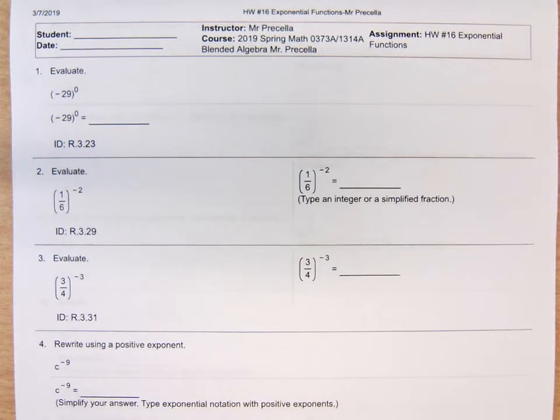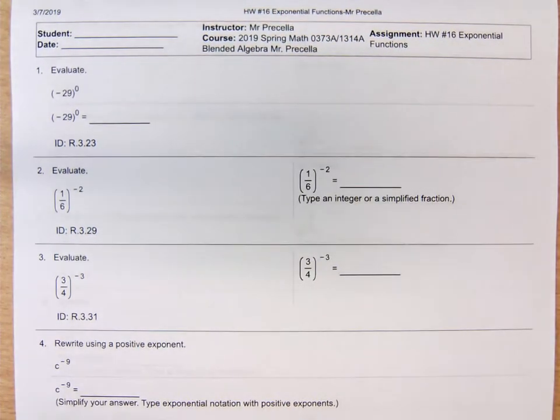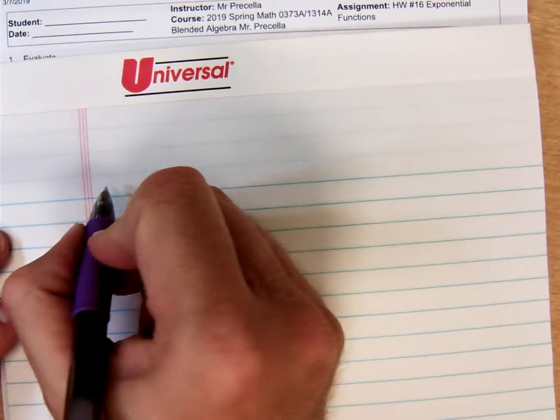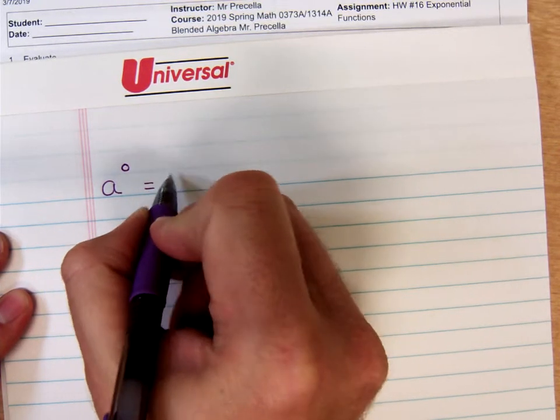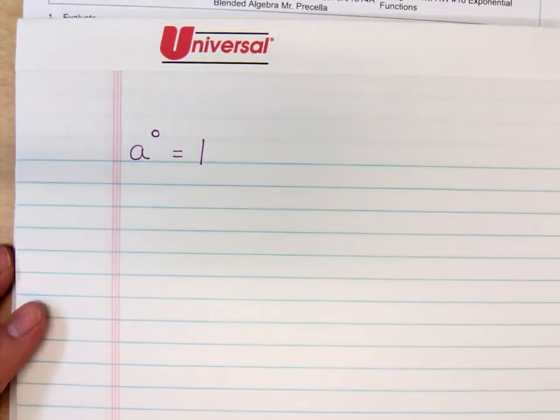Good morning, this is Mr. Precella, and today we're going to be looking at some exponent rules, beginning with the definition of a zero exponent. Anything to the zero power is 1.